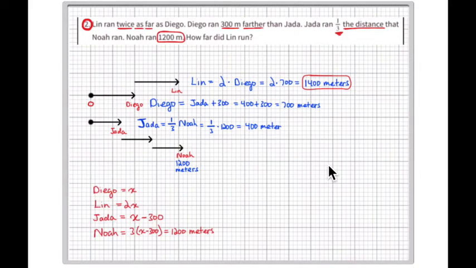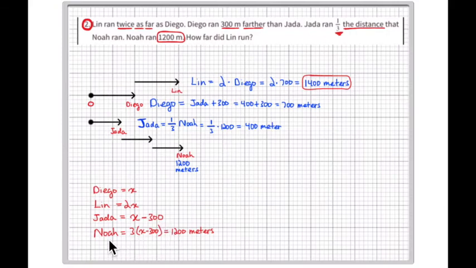Now the point of these puzzles is to get to some algebra, to understand how you work through an algebraic equation. And so I'm going to make Diego x. That means that Lynn is 2 times Diego, or 2x. And that Jada is x minus 300. Diego's run minus 300.